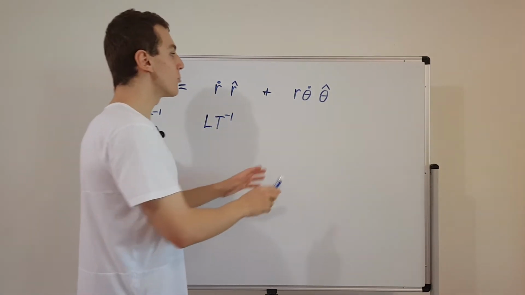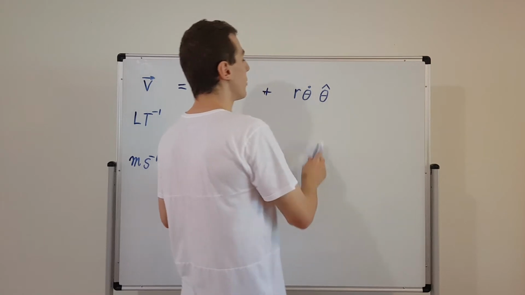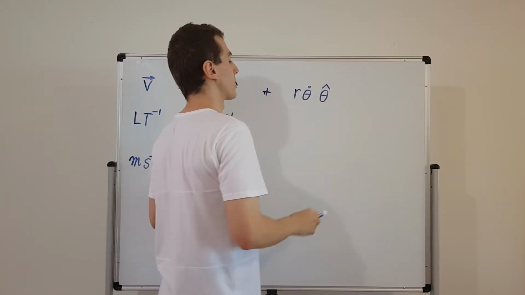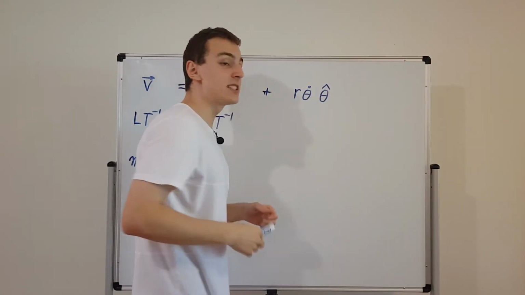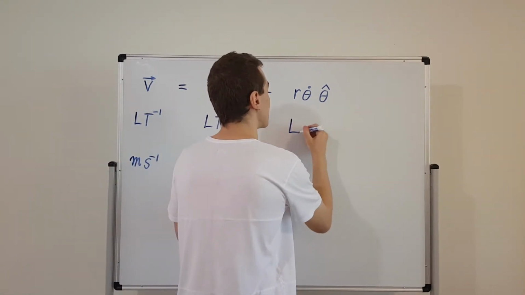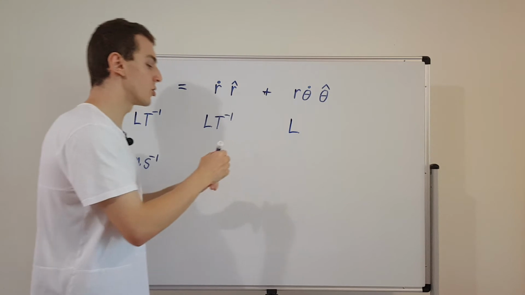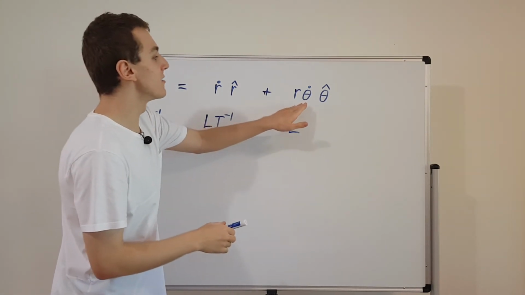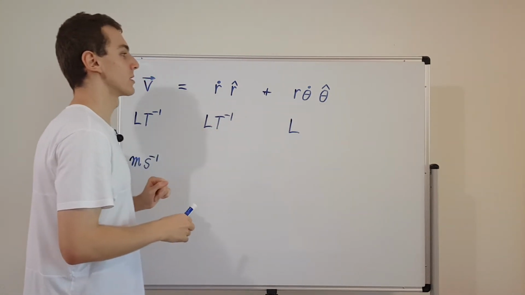Now let's go to a slightly more difficult case over here. We have r times theta dot. This r has units of length. It's a radial distance. So we do have an L. But what's going on with this theta dot over here? How would you define the units for theta dot?